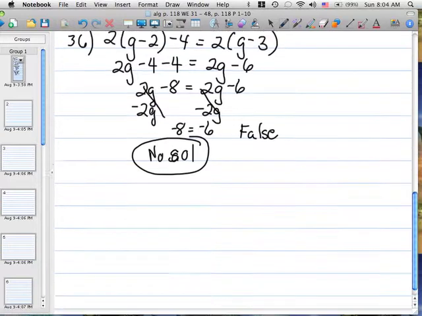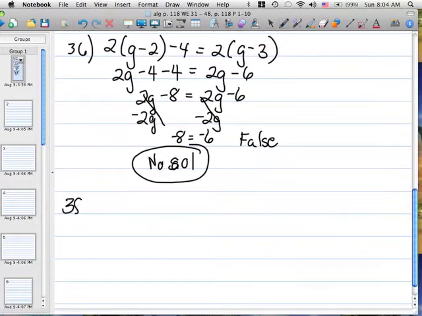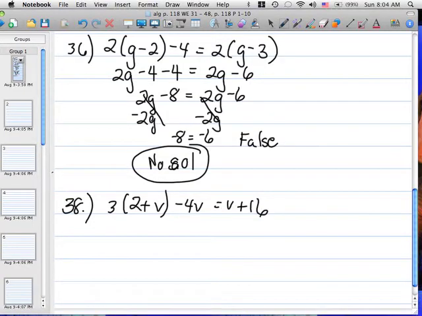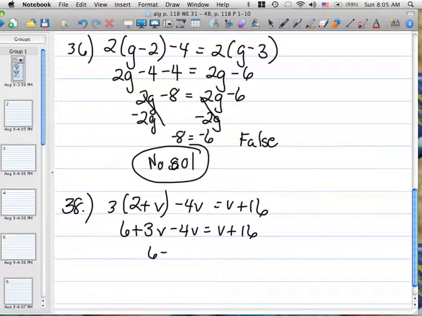Problem number 38. 3 times the quantity 2 plus v minus 4v equals v plus 16. Again, simplifying. 3 times 2 is 6, plus 3 times v is 3v. Bring down the minus 4v and the right side of the equation. The left side still can be simplified. A positive 3v and a negative 4v is 6 minus v.